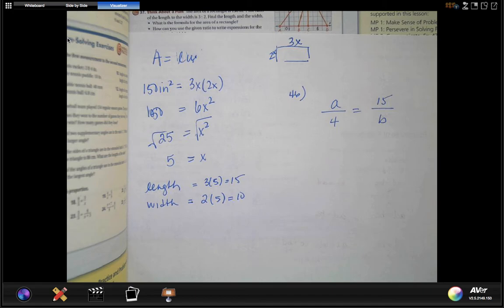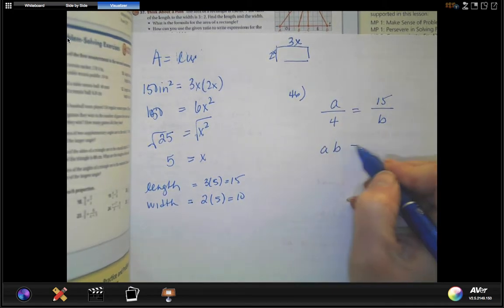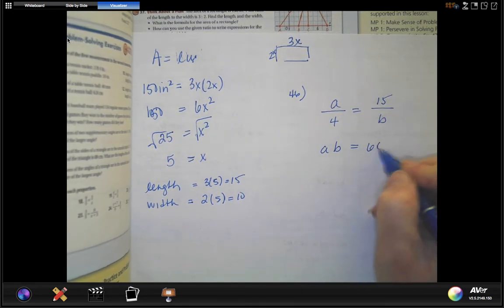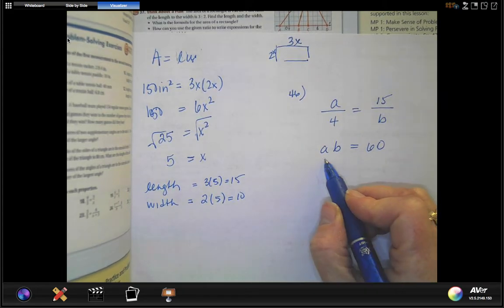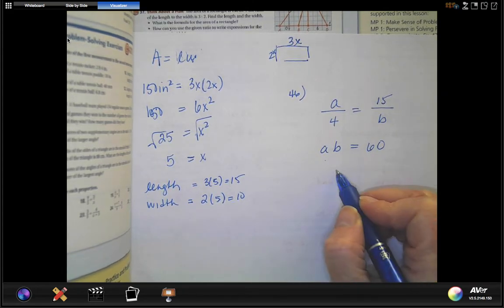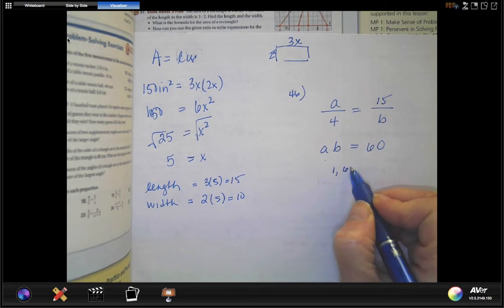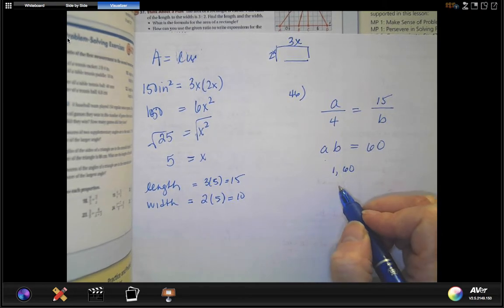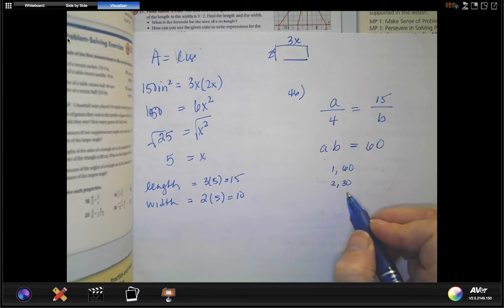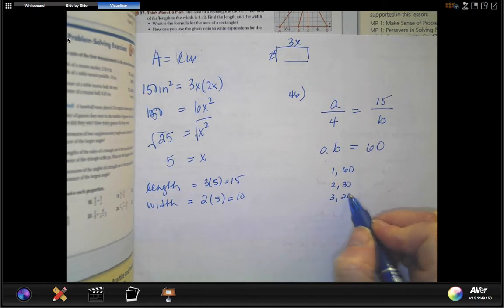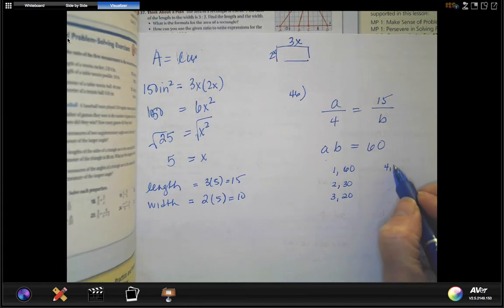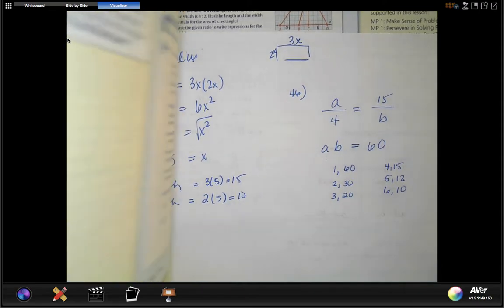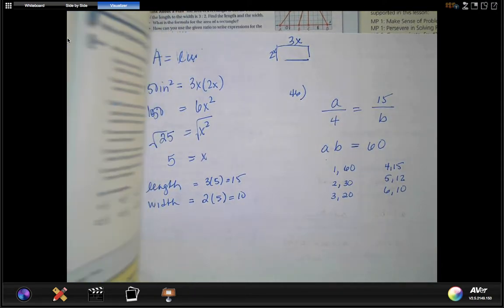So when I cross multiply, a times b, 4 times 15 is equal to 60. So what pairs of numbers could I multiply to get 60? I could have 1 and 60. I could have 2 and 30. I could have 3 and 20. I could have 4 and 15. I could have 5 and 12. I could have 6 and 10. And that's it. Okay, so those are the different options that I could have for those extremes, those a's and b's there.